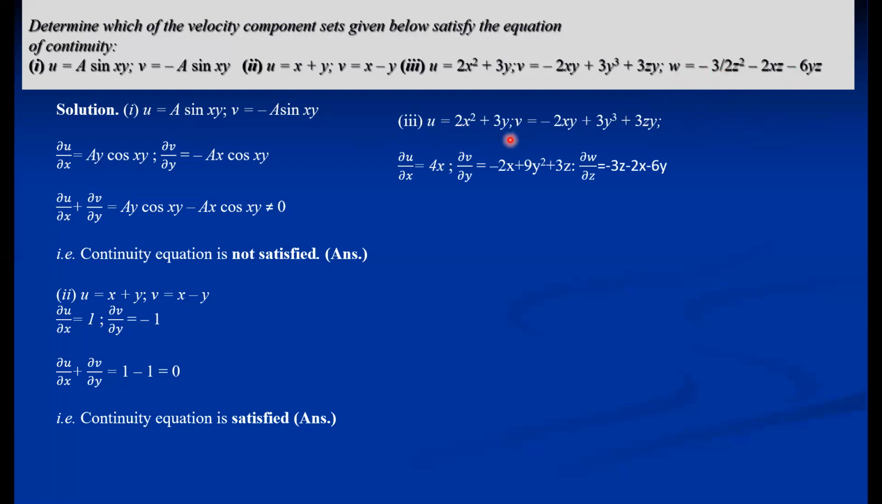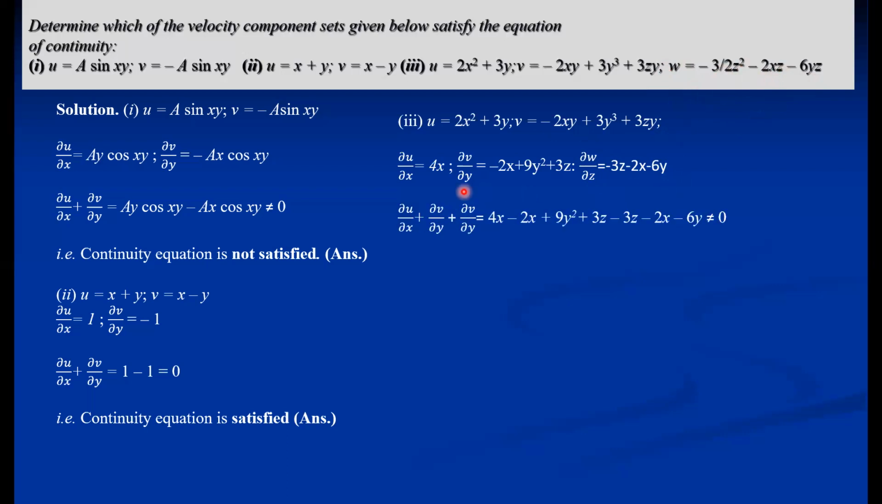Differentiating this with respect to x is a simple differentiation. It's 4x. Then ∂v/∂y, where the y component is here, that is -2x, then 9y², and 3z. All three terms, the y term is there. So ∂v/∂y and ∂w/∂z, everywhere the z component is present. So ∂w/∂z is actually -3z plus 2, -2x minus 6.